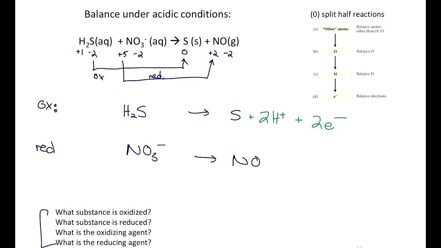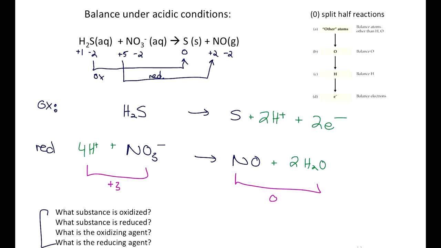So there's 3 oxygens on one side, but only 1 on the other side, so I need 2 waters. But now I have 4 hydrogens on my product side, so I have to put 4 H+ on my reactant side. Now this is the hard part. Make sure the charge is balanced. I try not to be lazy, and I just will take inventory of everything, and I'll be like, okay, right now as is, my reactant side has +3, my product side has 0.